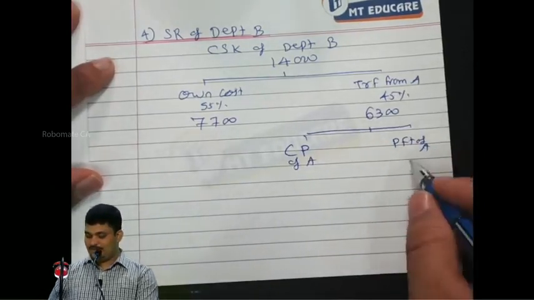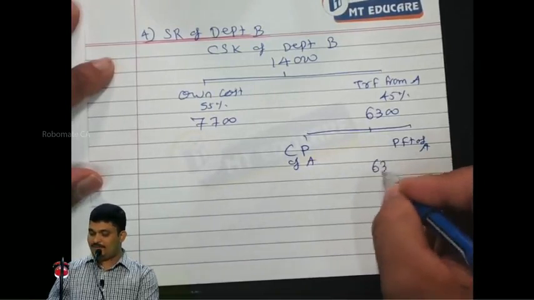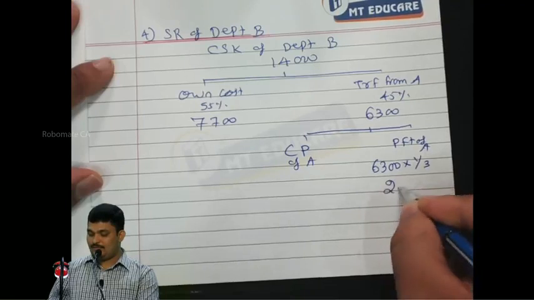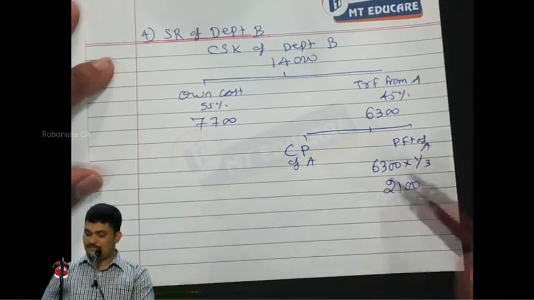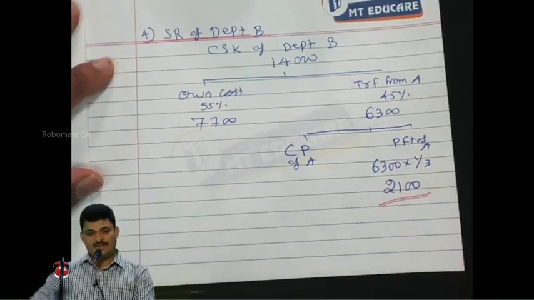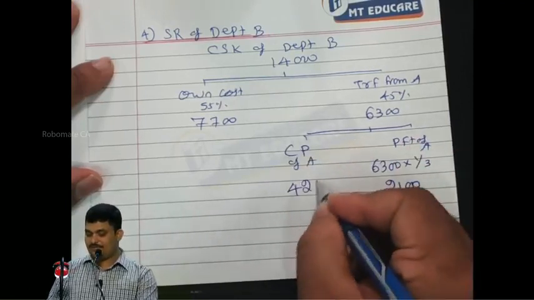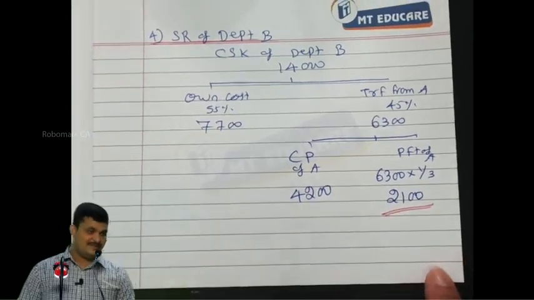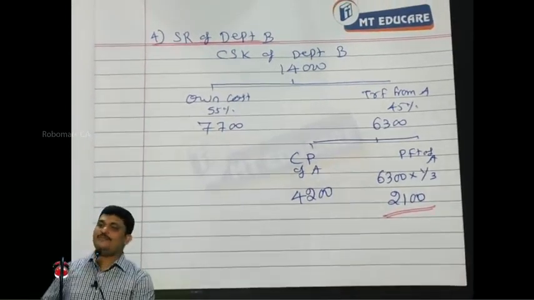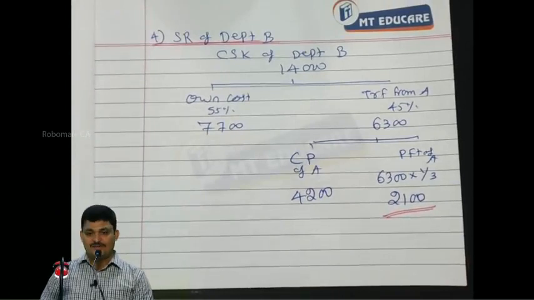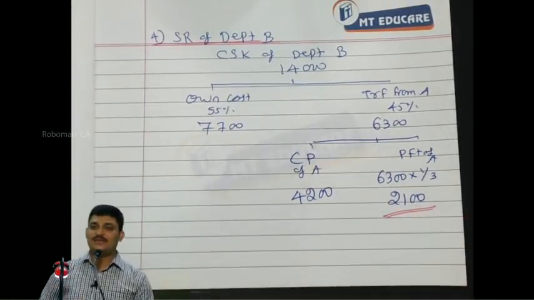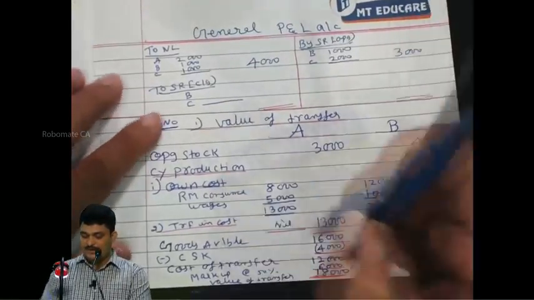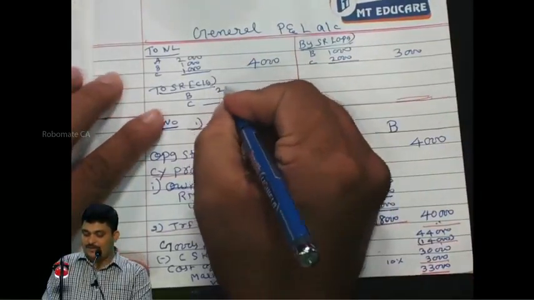Correct? So this is 6,300 into 1 by 3, 2,100. So, not required. Everybody? Thus, the stock reserve of department B's stock is 2,100. Everybody? So, in our general P&L, we got 2,000.